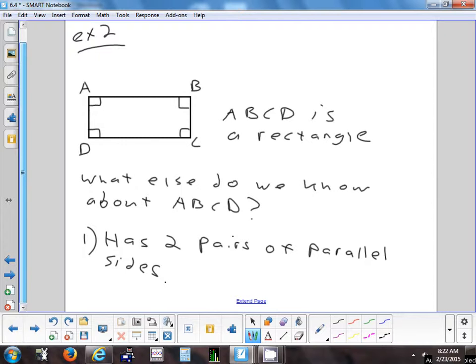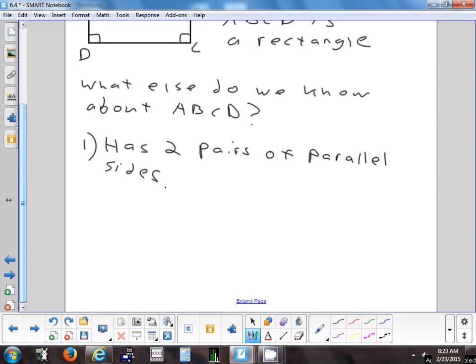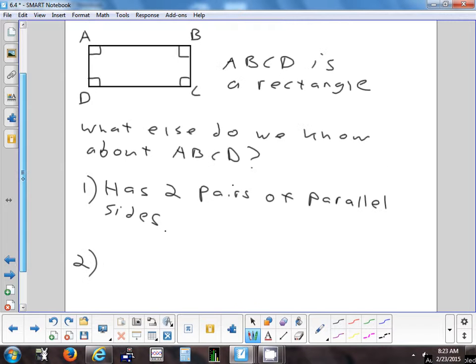Can anybody tell me why? How does he know that it has two pairs of parallel sides? It's also a parallelogram, so let's keep going with that idea. What else do we know about that? Yep. Opposite sides are congruent.